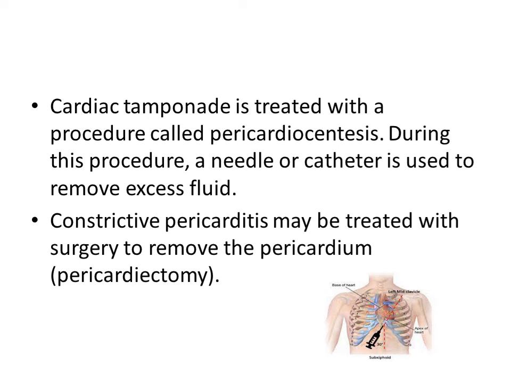Here a needle or catheter is used to remove excess fluid. Constrictive pericarditis is hardening or thickening of the pericardium, which causes impaired heart function. The heart becomes compressed, which can cause blood to back up in the lungs. Constrictive pericarditis can be treated with surgery to remove the pericardium, that is pericardiectomy.